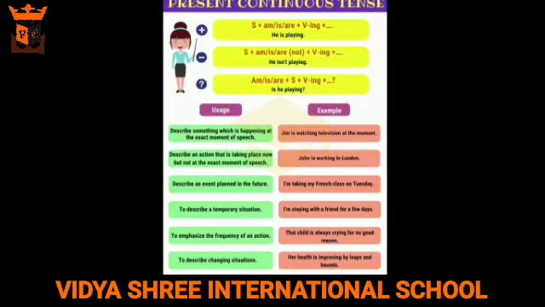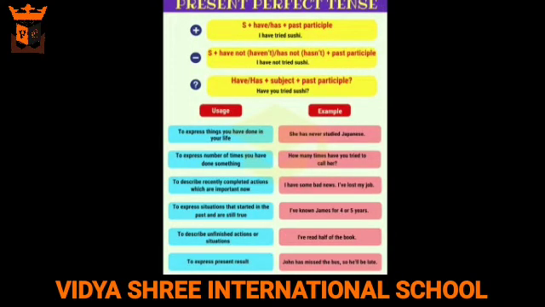Clear? Moving on to present perfect tense. In affirmative sentences, we use the structure subject plus has, have plus past participle. Past participle is the third form of the verb, plus object. In negative, it is subject plus has not, have not plus past participle. And in interrogative sentences, has, have plus subject plus past participle.